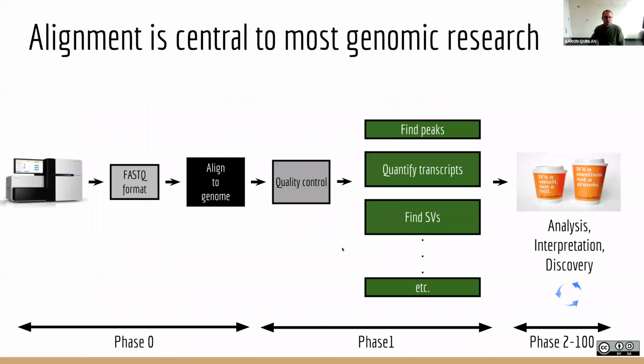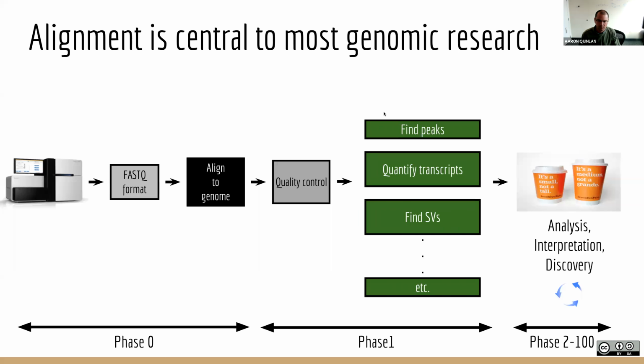All right, so I spent a lot of time going through that, but the motivation here is that alignment really is central to all genomic research. We start with this FASTQ format, which we'll talk about. We have to align to a genome. We have to do some quality control. And everything that's in black or gray here is relevant to every type of genomic assay: RNA-seq, ChIP-seq, CLIP-seq, DNA-seq, single-cell RNA-seq, ATAC-seq, whatever.